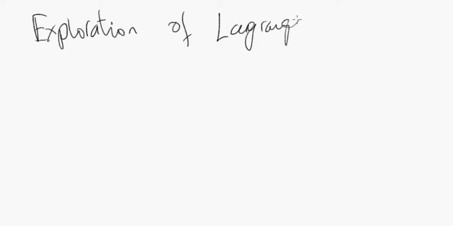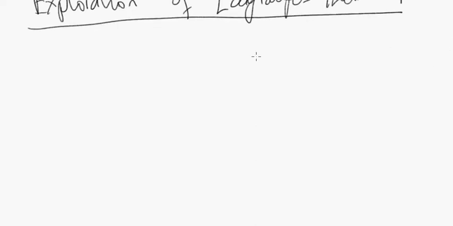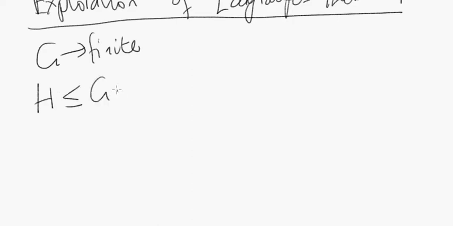So in this video, we're going to continue our exploration. This is going to be part 9 of our exploration of Lagrange's theorem. We proved Lagrange's theorem successfully: if G is finite and H is a subgroup of G, then the order of H must divide the order of G. Okay, we established this.